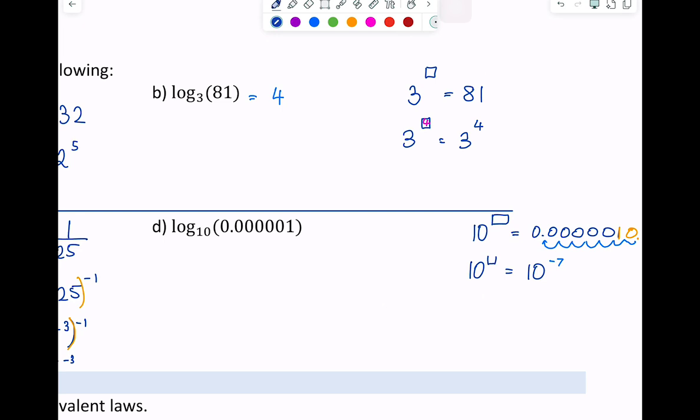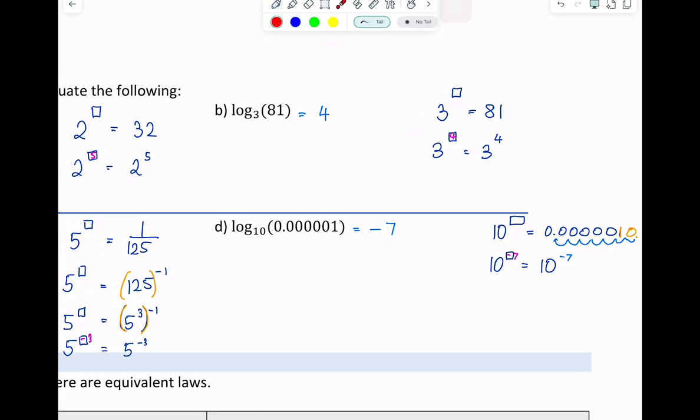We're going to compare it directly here. Since it's the same base, we can make a direct comparison of the powers. It's 10 to the power of negative 7, so this value here is equal to negative 7. So 10 to the power of negative 7 gives us 0.000001.